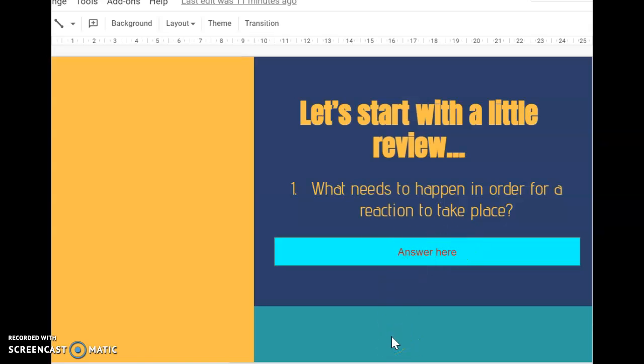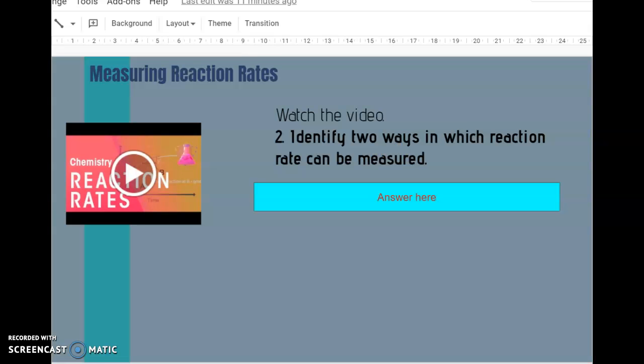Answer in a complete sentence. Once you're done, move on to slide 3. For slide 3, we're looking at measuring reaction rates. You're going to click on the video here and watch the video on reaction rates, and then identify 2 ways in which a reaction can be measured.